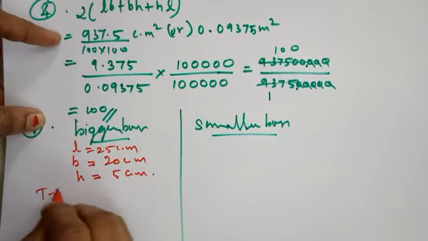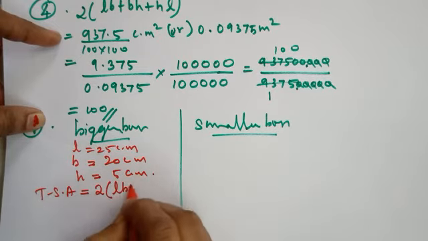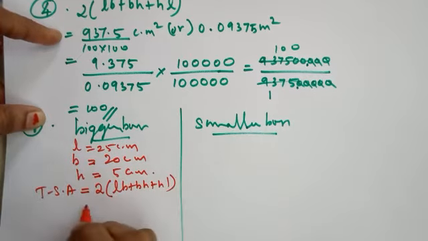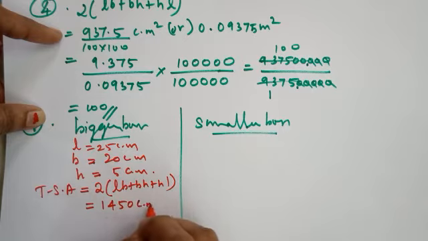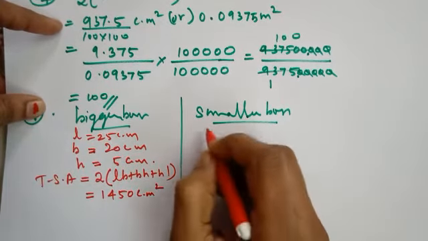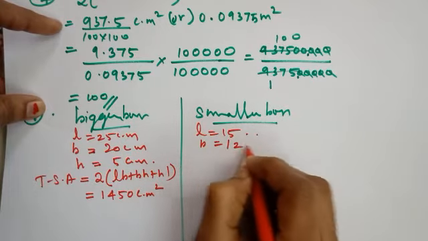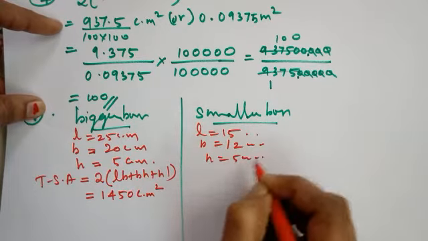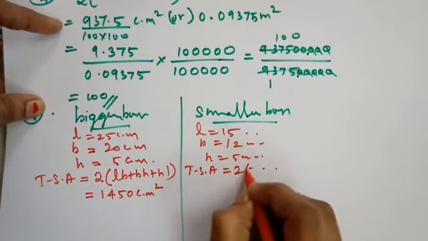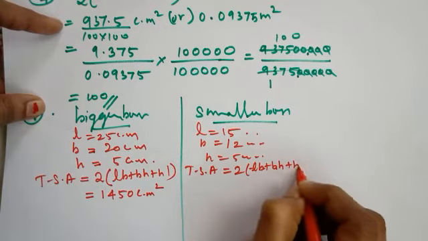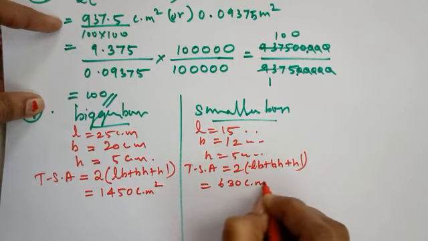Okay, so total surface area, you just use the formula 2 of (LB plus BH plus HL), and at last you can get 1450 centimeter square. For the smaller box also, what are the dimensions? L equal to 15 centimeter, B equal to 12 centimeter, H equal to 5 centimeter. Then total surface area, just put the same formula, 2 of (LB plus BH plus HL). That is equal to 630 centimeter square.